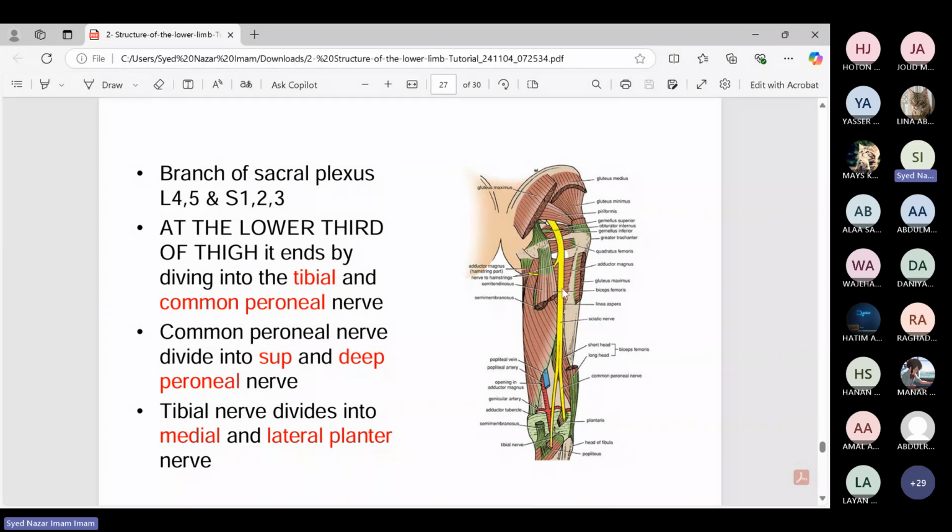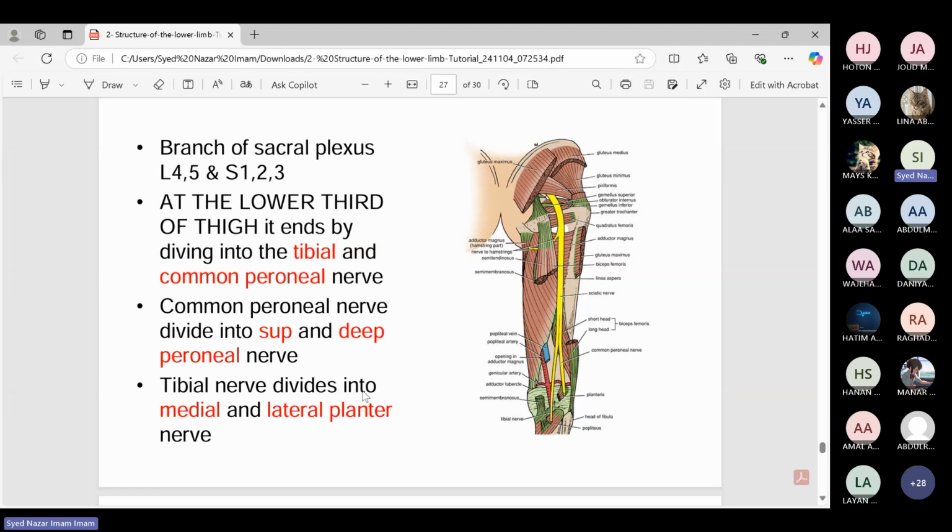It is on the back of the thigh, and it has two components. One is your tibial, which is going back to the leg, and one is your common peroneal. This common peroneal is passing close to the neck of the fibula, and it is dividing into superficial and deep peroneal nerve. The superficial peroneal nerve supplies the lateral compartment muscles, and the deep peroneal nerve supplies the muscles of the anterior compartment of the leg.